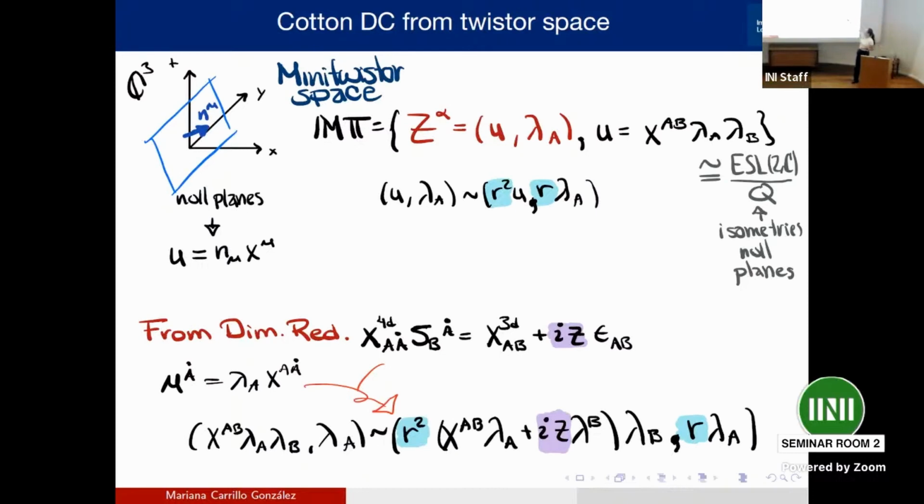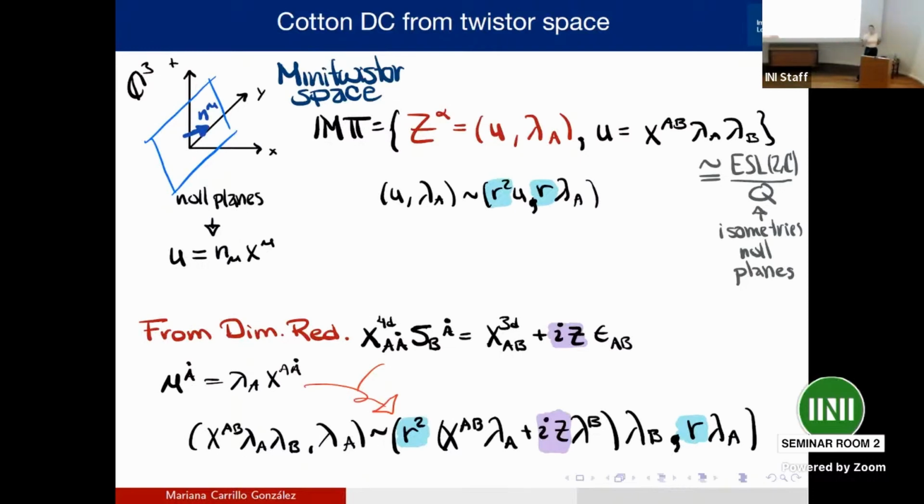So mini-twistor space now has a different kind of rescaling. The coordinates are not just scaling under R as before, because this equation for the null planes now has to rescale under R squared for U and under R for lambda A, because you have a 2 over here. So this is what now defines your mini-twistor space.